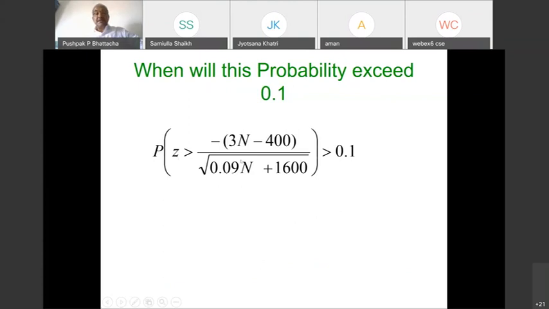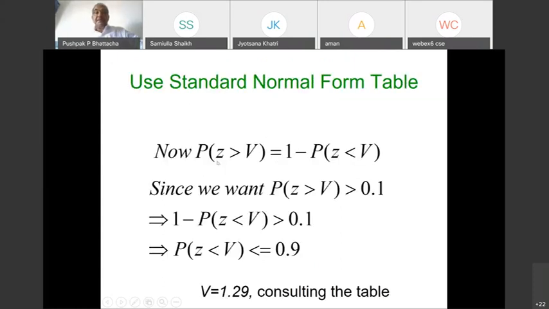So z being greater than v should have probability more than 0.1. So the area under the standard normal curve for z exceeding this quantity should be greater than 0.1. So now probability of z greater than v is equal to 1 minus probability of z less than v, because the z score table is always given in the form of less than, minus infinity to less than a particular value. So we want probability of z greater than v to be greater than 0.1. That means probability of z less than v should be less than or equal to 0.9.